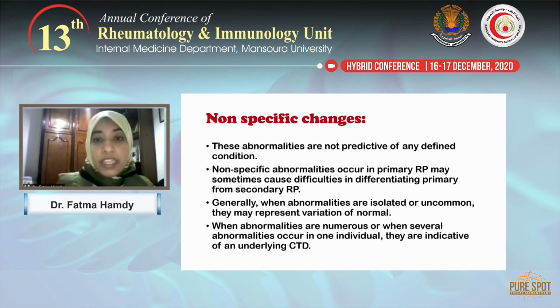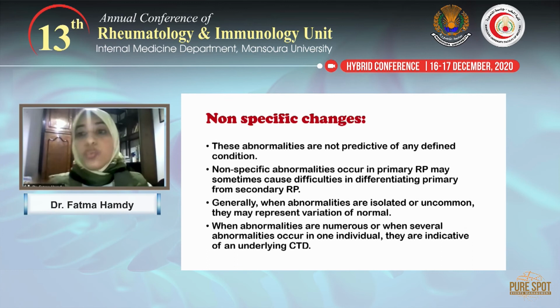Also, unfortunately, these abnormalities may be found in patients with primary Raynaud's phenomenon, and it is very difficult to discriminate primary from secondary Raynaud's, which will progress to one of the connective tissue disorders. However, as a general rule, when you find an abnormality which is isolated or uncommon, it may represent a variation of normal. However, numerous or several abnormalities in one individual indicate underlying connective tissue disease.